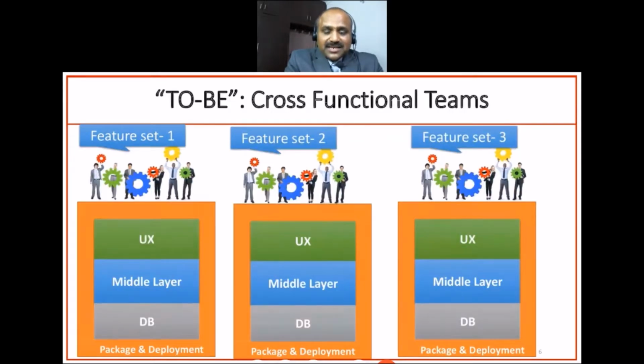If you see a feature set here, you have UX, middle layer and database, package and deployment. So for a feature set, we have representation from a UX person, from the middle layer team, from the database team, and from the package, deployment and network team. Together, these people can develop everything required for the feature set. They can take care of everything. They just form a team.